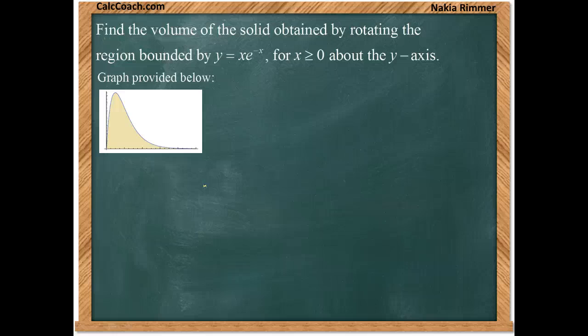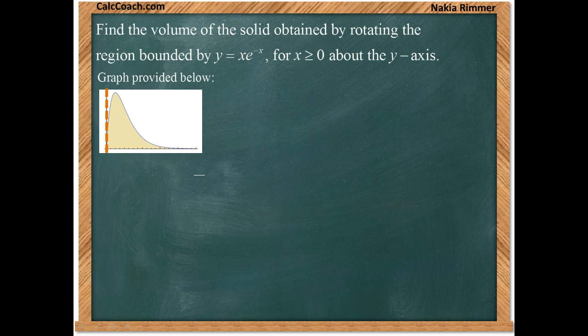Find the volume of the solid obtained by rotating the region bounded by y equals x e to the negative x for x greater than or equal to 0. And this region is going to be rotated about the y-axis. So the graph is provided for you. That's the function x e to the negative x. It's going to be rotated about the y-axis.